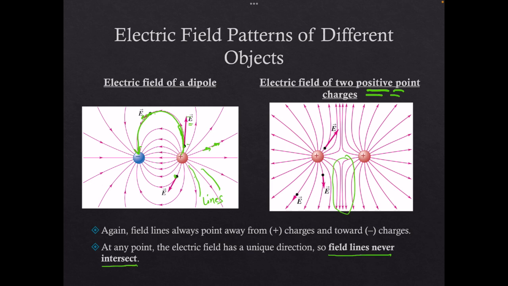The reason for that is purely mathematical. It has to do with the fact that an electric field has a unique direction at every point in space. I just want you to take that for granted. There are a lot of fun proofs that you can do to prove that. It's kind of a mathematical thing, so if you're interested, you can ask me about it and I'll point you towards the rigorous math that supports that statement. But all you need to know is that field lines never intersect.